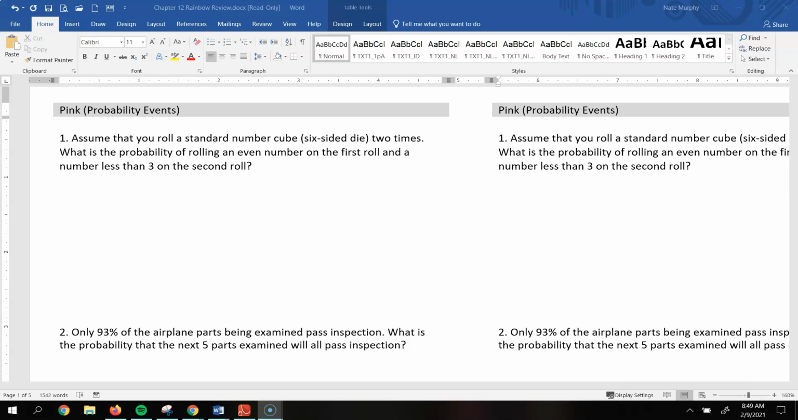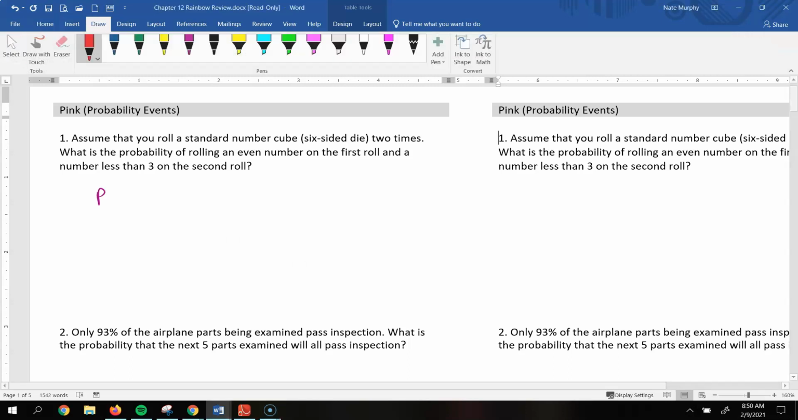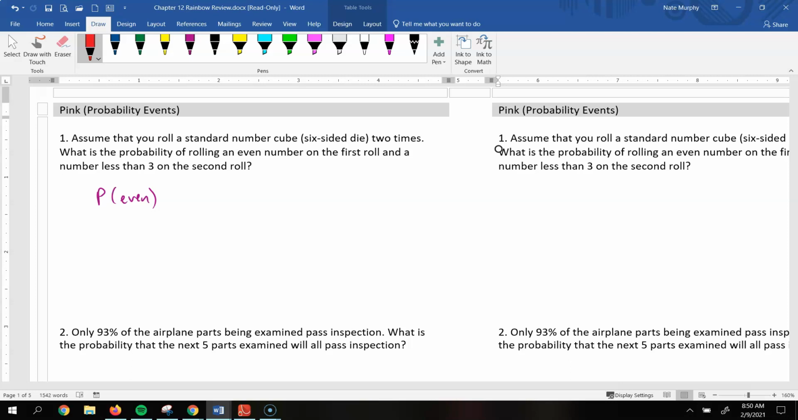Anyhow, let's look at this first one. It says, assume that you roll a standard number cube, so a 6-sided die, 2 times. What is the probability of rolling an even number in the first roll, and a number less than 3 in the second roll? Okay, so there's a couple things going on here. First off, we're rolling the die twice. On the first one, we want to find the probability of getting an even number on that first roll. And then I want to figure out the probability of getting a number less than 3 on the second roll. And remember, we want to make sure that we read the vocabulary very carefully.